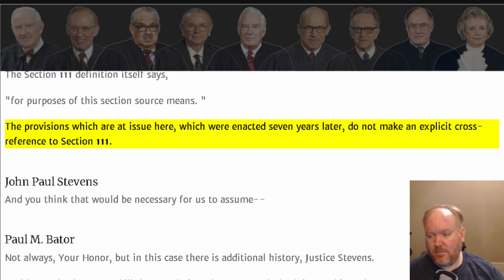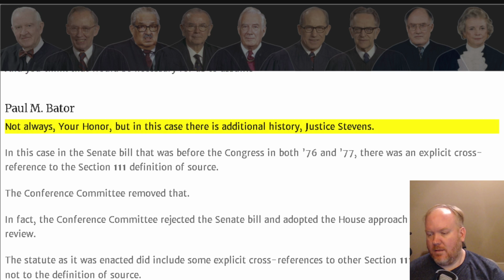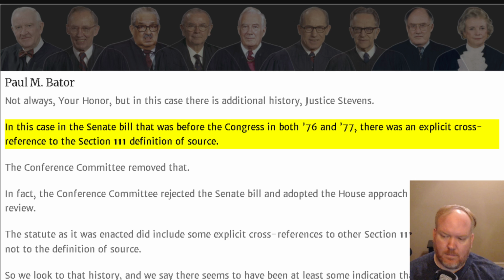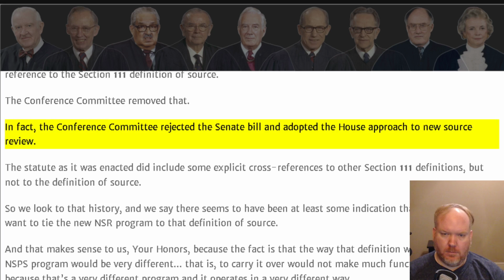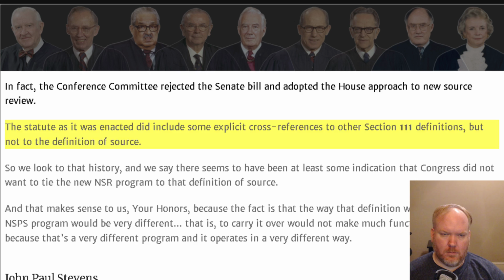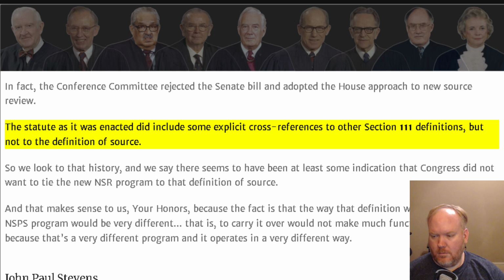Moving on. And you think that would be necessary for us to assume that? Not always, Your Honor, but in this case there is additional history, Justice Stevens. In this case, in the Senate bill that was before the Congress in both '76 and '77, there was an explicit cross-reference to the Section 111 definition of source. The Conference Committee removed that. In fact, the Conference Committee rejected the Senate bill and adopted the House approach to new source review. The statute as it was enacted did include some explicit cross-references to other Section 111 definitions, but not to the definition of source.